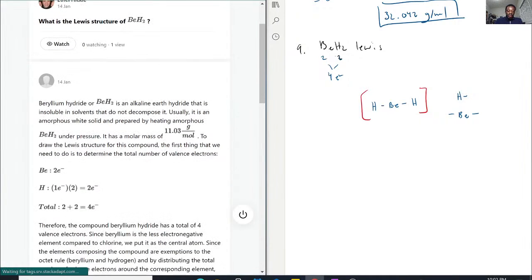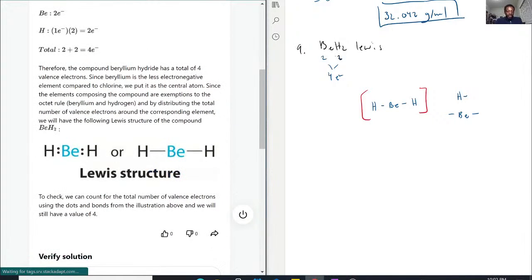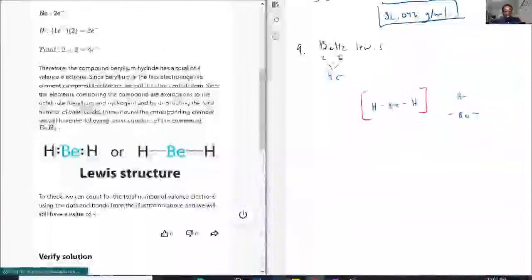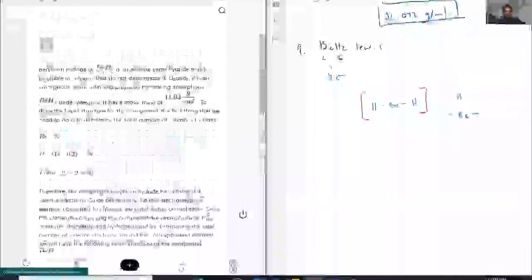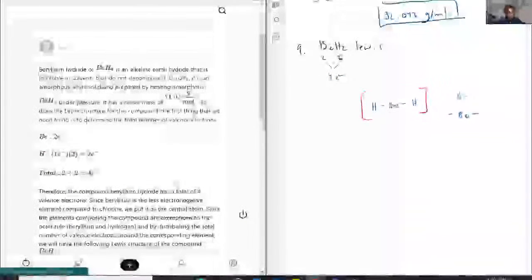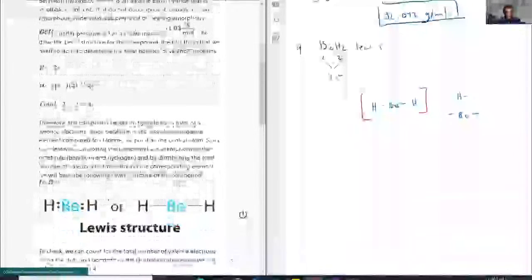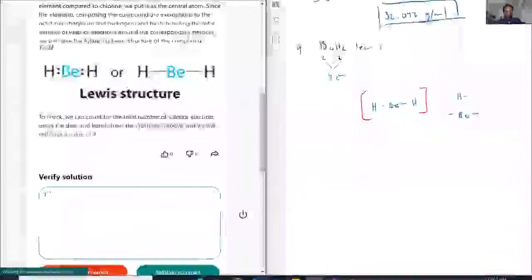So now with that being said, let's see how our colleague did. We have the HBeH as the Lewis structure. Let's see what else was said. All right, 2 electrons, total 4 electrons, and then they went on to solve the actual geometry. Okay, good. So this is correct.